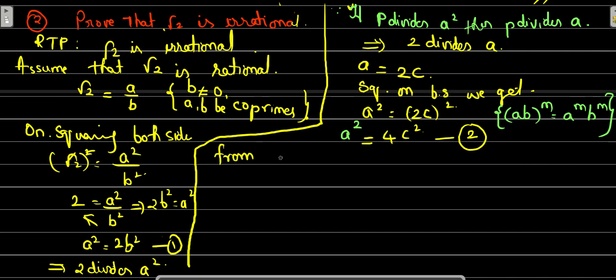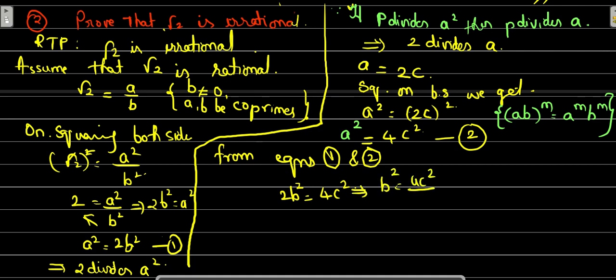From equations 1 and 2 we can say that 2b square is equal to 4c square. So 2 1s are 2, 2 2s are 4. You can transpose this. So, b square is equal to 4c square by 2. 2 ones are 2, 2 2s are 4. So, b square is equal to 2c square.